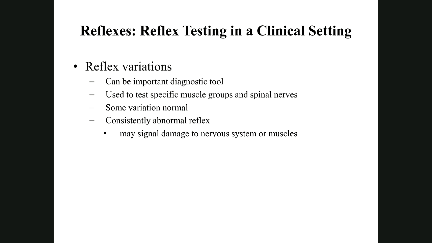So again, these reflexes and variations in these reflexes are important for diagnostics. That's the reason that we test these in a doctor's office. That's why there's that mallet and that kick with the knee. So we test specific muscle groups and spinal nerves is what we're really thinking. Are those nerves going in and out, and are they functioning properly, right? That's one reason that they're going to do these tests. Some variation is normal, but if you've always got this consistent abnormality, then that's an indication that something's wrong inside of the system.